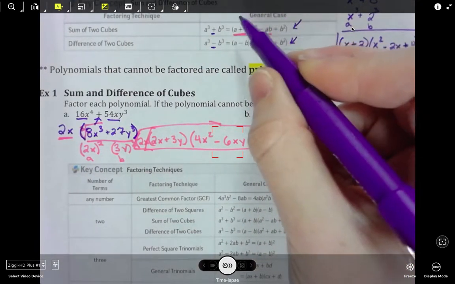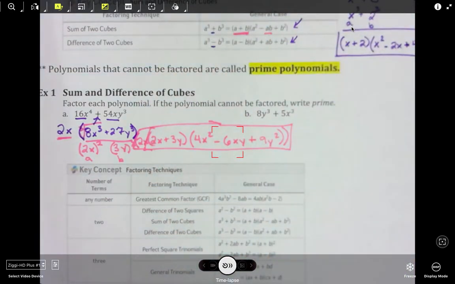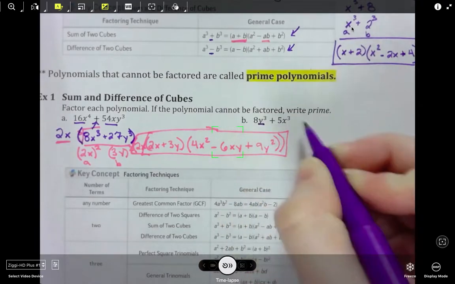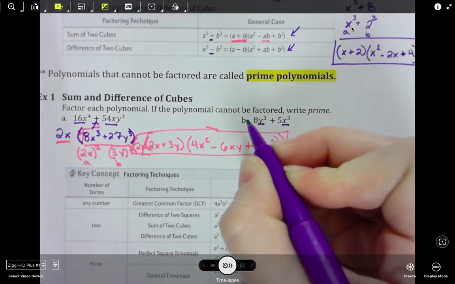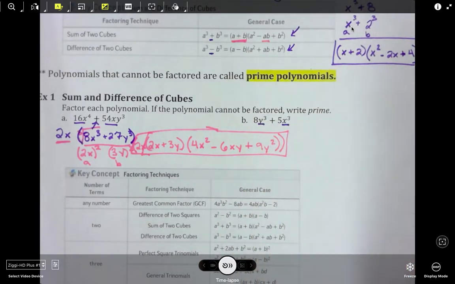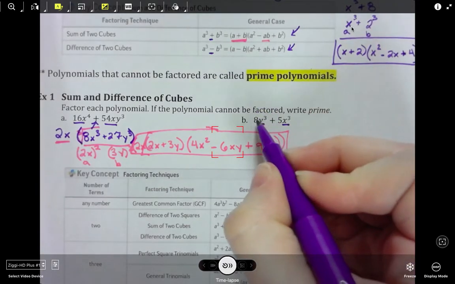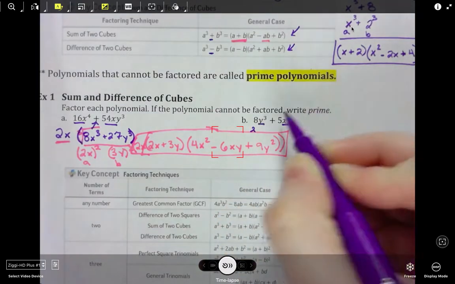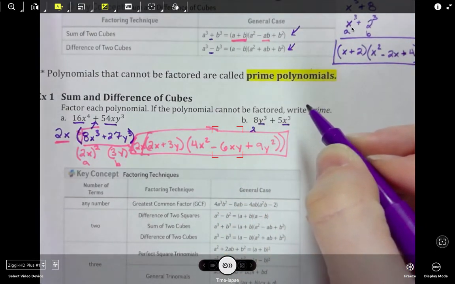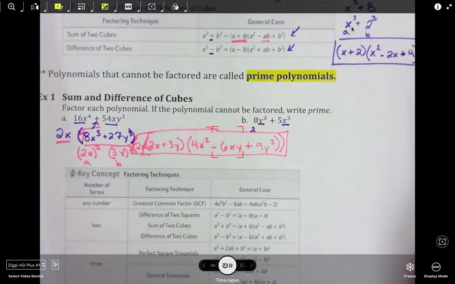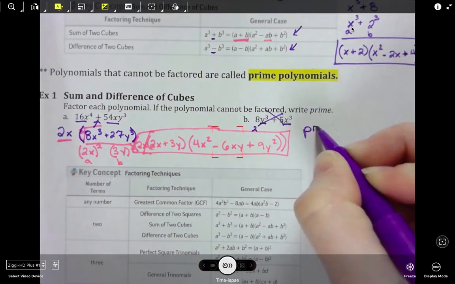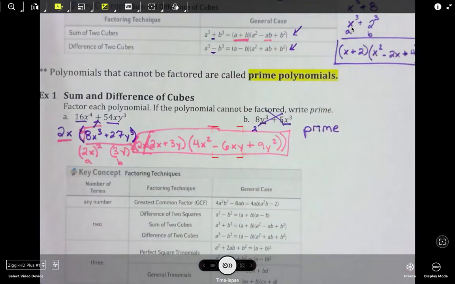Okay, I want to try to use the sum of two cubes formula here because this is y cubed and this is x cubed. But I have to look at the numbers in front, 8 and 5. I can take the cube root of 8. The cube root of 8 is 2, so that would work. But I can't take the cube root of 5. There's nothing that I can multiply by itself 3 times to get 5. So that makes this invalid, and it is prime, and I cannot break it down any further.